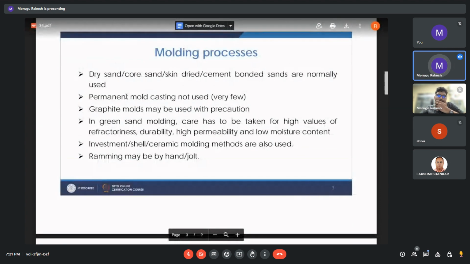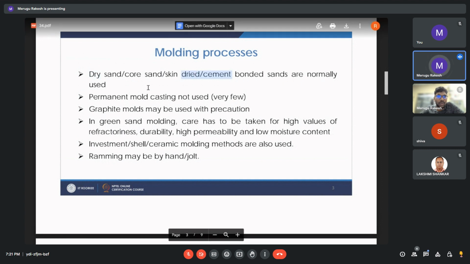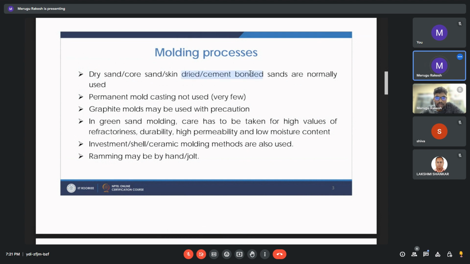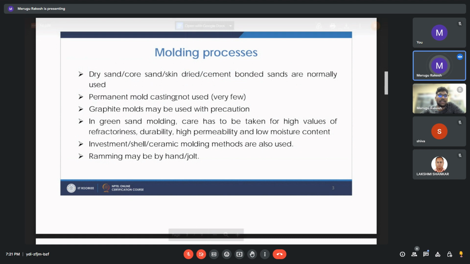So basically we can use dry sand, or we can use dried cement bonded sands, which are normally used. This is not advised; the cement bonded sand is only advised if the moisture content is completely removed, or it will create a problem. Then we cannot use permanent mold castings, because they are meant for low melting points such as aluminum, zinc, lead. So we cannot go for these permanent mold castings.